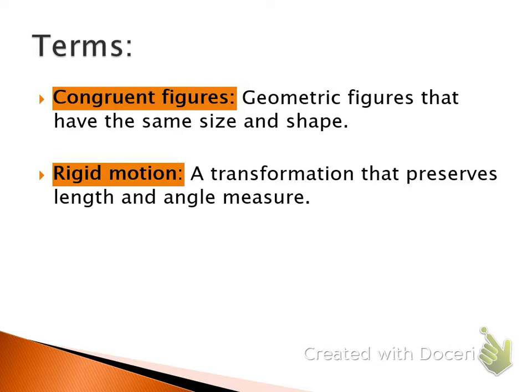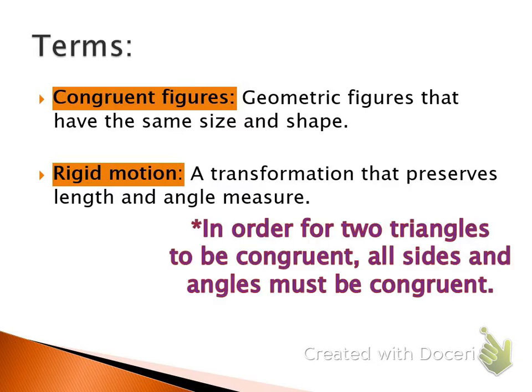So in order for two triangles to be congruent, all the sides and angles must be congruent. So how many pieces of information are there in a triangle if you count sides and angles?